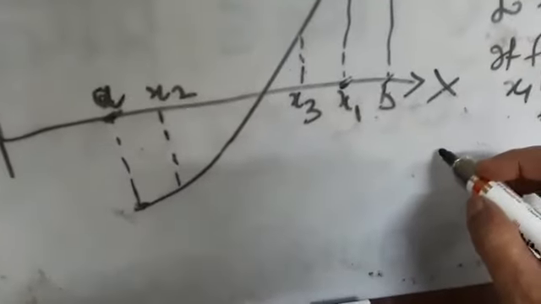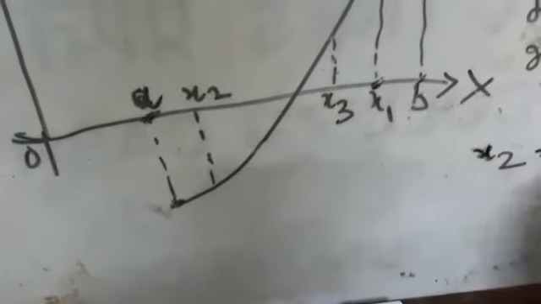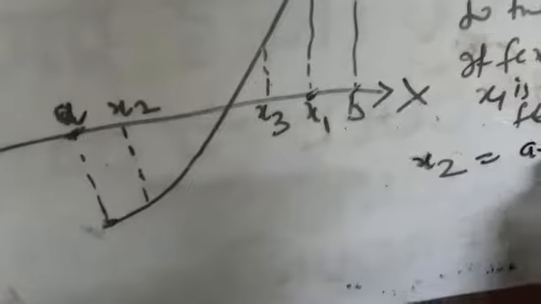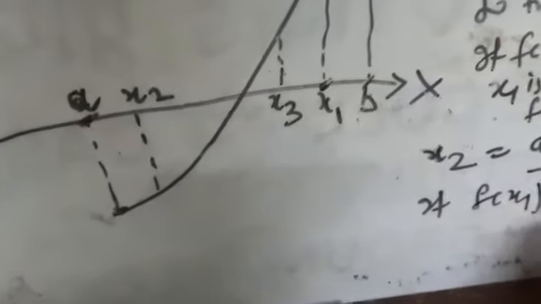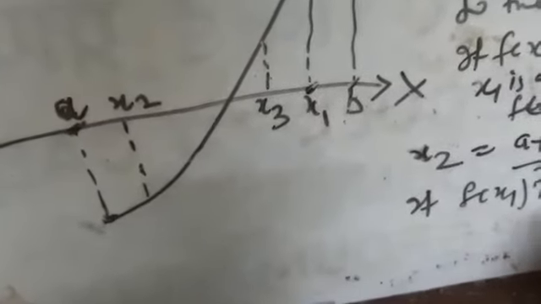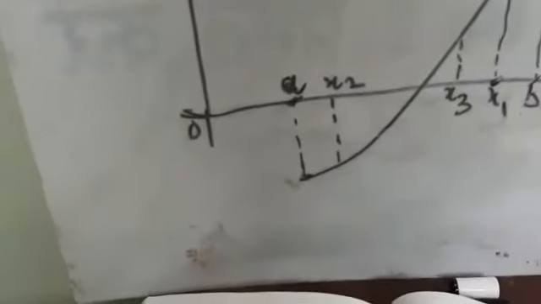So if f(x1) is positive, x2 is equal to (a plus x1) divided by 2. The second approximation to the root is x2.